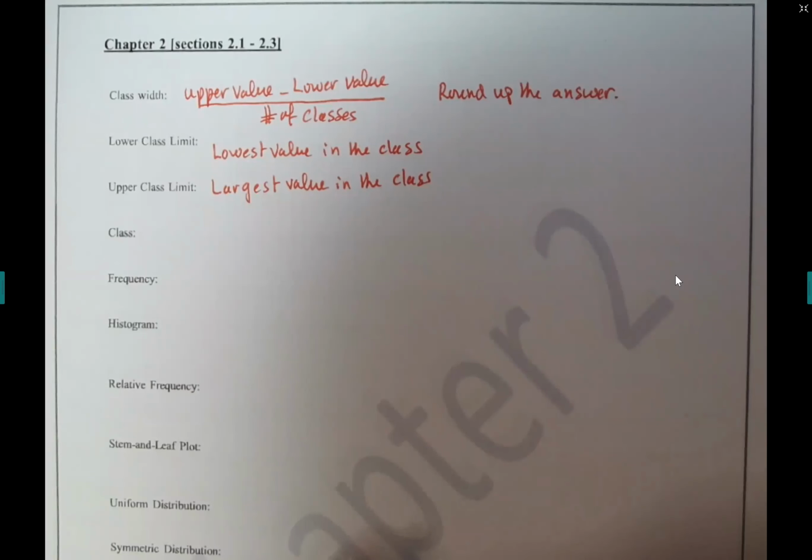Class, number of rows. It's just a range of values. It's just each class. Frequency is how often a value occurs in a class. So just get used to the word class, guys. It's just an interval. Histogram is a bar graph where bars are connected. They call them columns as well. Relative frequency is the frequency divided by the total.